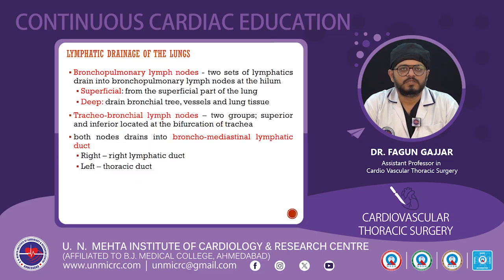Lymphatic drainage of the lung. There are two sets of lymphatics. They drain into the bronchopulmonary lymph nodes at the hilum. The superficial set drains the superficial part of the lung, and the deep set drains the bronchial tree, vessels, and lung tissue. There are two groups of tracheobronchial lymph nodes, superior and inferior, located at the bifurcation of the trachea, and both drain into the bronchomediastinal lymphatic duct. On the right side, it drains into the right lymphatic duct, and on the left side, it drains into the thoracic duct.